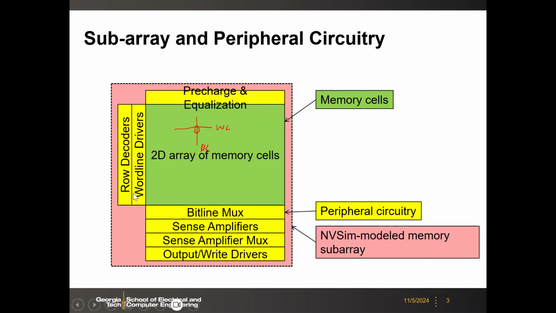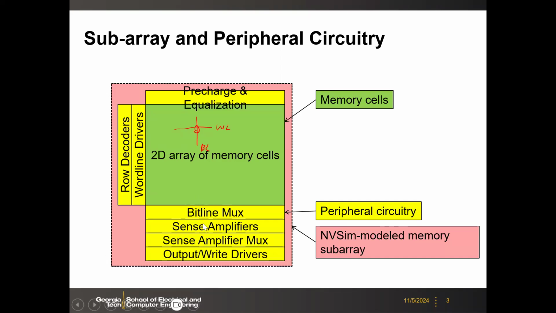For example, we have the row decoder to decode the row address, followed by the word line drivers. The decoder has to drive a long word line, and you need to guarantee the timing for the word line charging. Therefore, you may need some drivers to speed up the signaling across the word line.